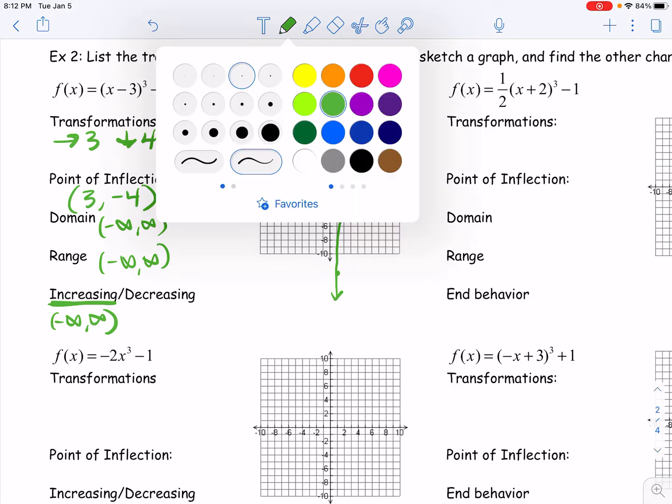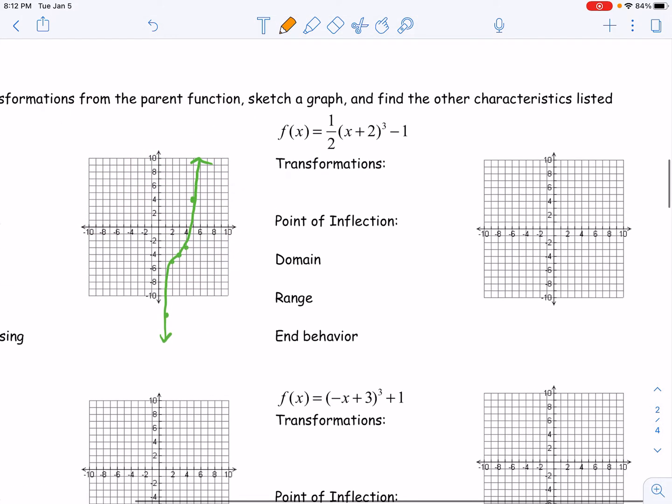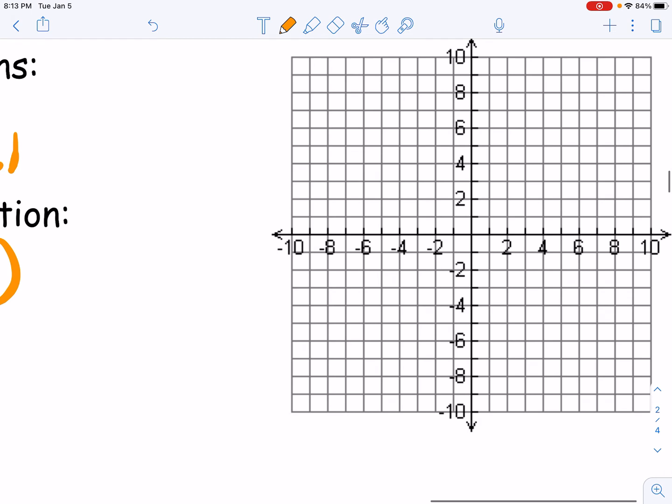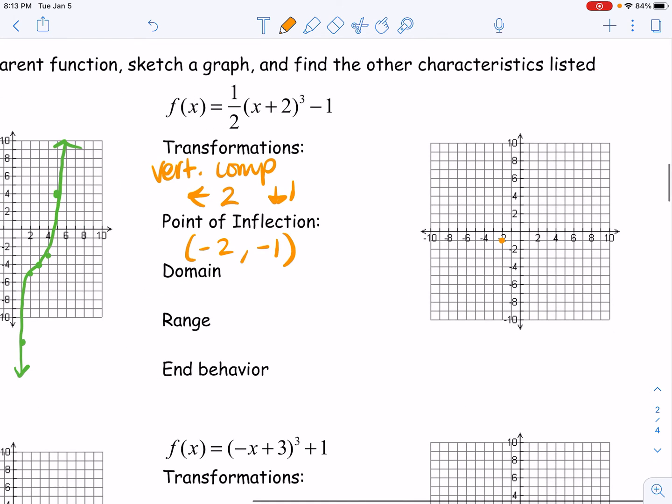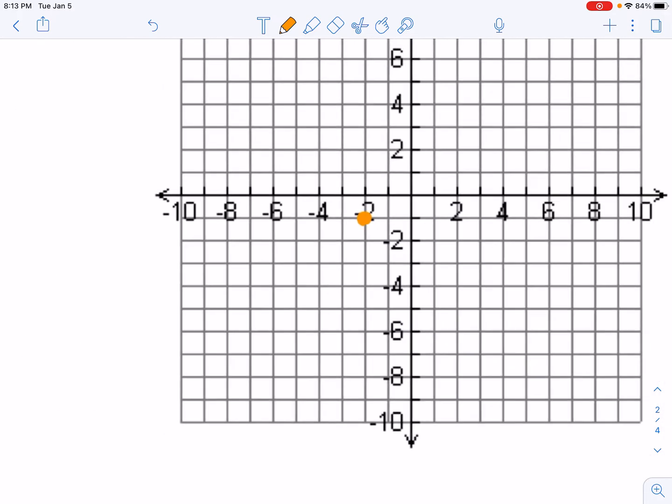Let's try it again. So here we do have a vertical compression. We're going to the left 2 and down 1. So point of inflection is negative 2, negative 1. So I'll go ahead and plot that. Negative 2, negative 1 is right here. There has been a vertical compression. So instead of going right 1, up 1, I only want to go right 1 and up half of that. Well, half of 1 is half.